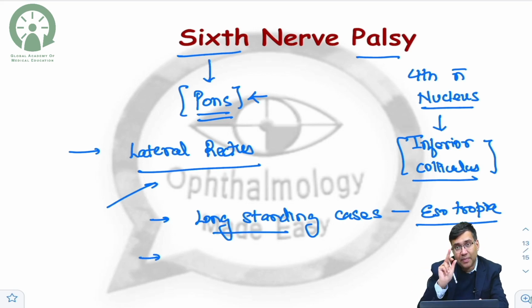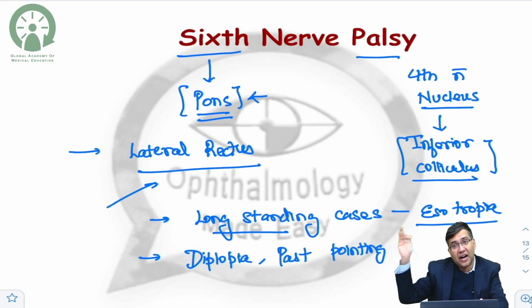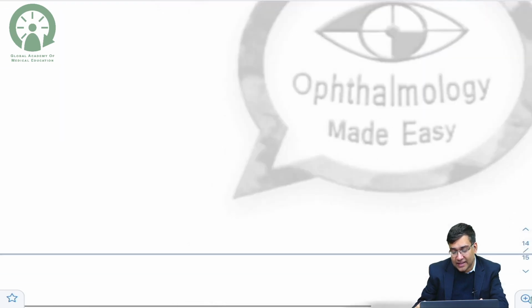Also, as this is a paralytic squint, all the features of a paralytic squint, like diplopia and past pointing, would be here. The second image that is formed in these patients would be further far away from the real image. So the past pointing would be further far away from the real image. These are some important clinical features of a sixth nerve palsy.